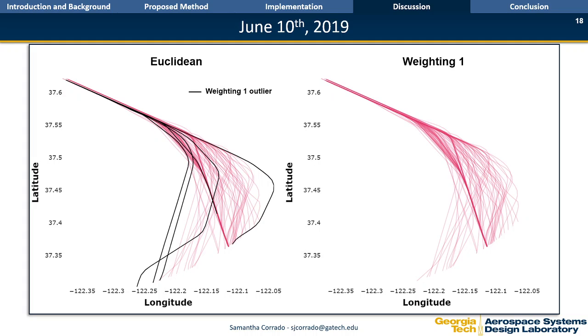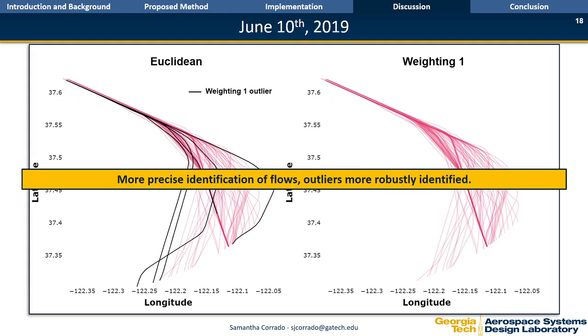Then, in the pink flow, weighting 1 also has a very clear improvement where the solid black lines in the Euclidean distance clustering flow do not conform as tightly as they should. Again, we can see from the opacity, the saturation of the standard flow path, that these black lines are very much off, especially the one on the right, which is really going around all the other flows in this flow. So overall, it's evident that there is visually a more precise identification of flows where the outliers are more robustly identified with weighting 1.